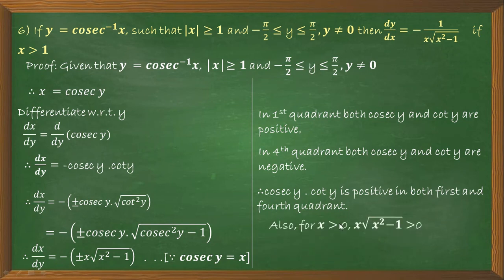So when x is greater than 0, x into root of x square minus 1 is greater than 0, and when x is less than 0, minus x root of x square minus 1 is also positive. Now we have to decide the plus or minus sign here. So see, what will you write? dx by dy. The original minus sign is as it is. Now we will write the plus sign here, plus of x into root of x square minus 1.